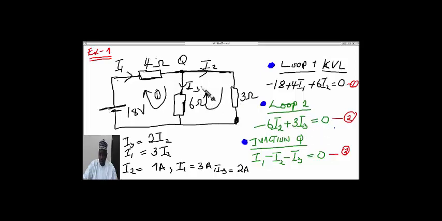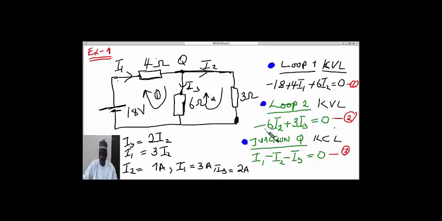Also, my closed loop consists of only 2 items, the 3 ohm and 6 ohm resistors. So this sum will also be 0. So this is my equation number 2. Now coming to my junction where I will write KCL. So here is KVL, and here is going to be KCL.